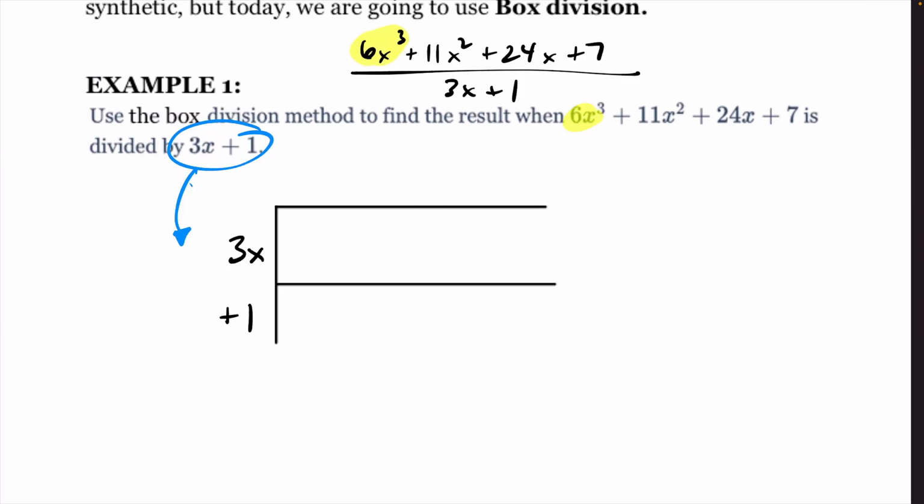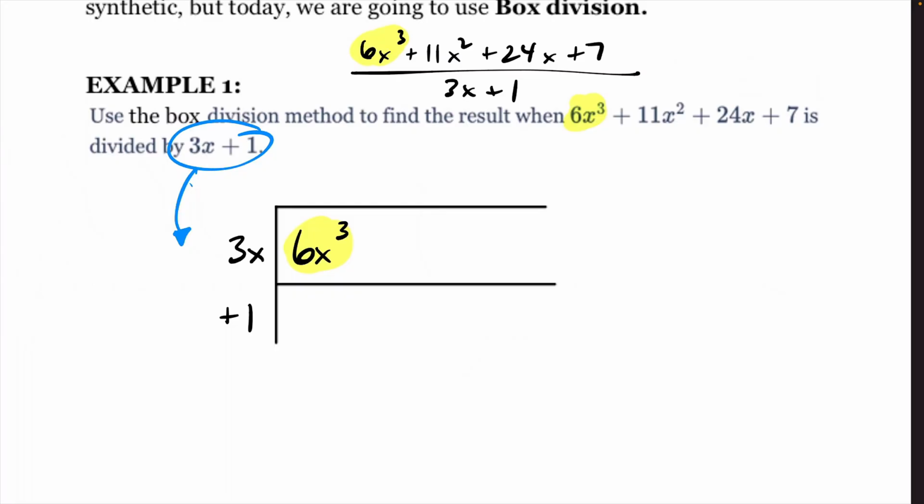First term, the first guy, right? This is the first guy. The first term was 3x^3, or 6x^3. That guy's going to go here. That guy's going to go there. So 6x^3 goes there. Okay?